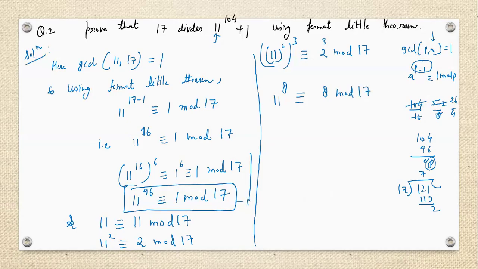Now considering this as equation number 1 and considering equation number 2. Now what I can do from 1 and 2, can I say that 11 to the power 96 multiplied by 11 to the power 8 will be congruent to 8 multiplied by 1, that will be 8 mod 17? 2 to the power 3 and 2 to the power 8.